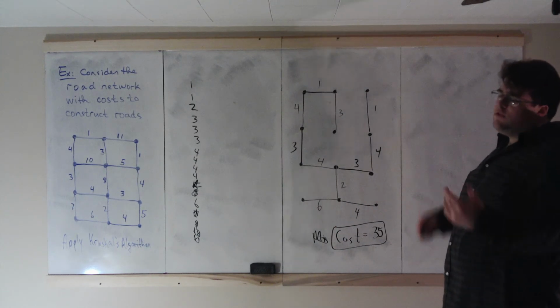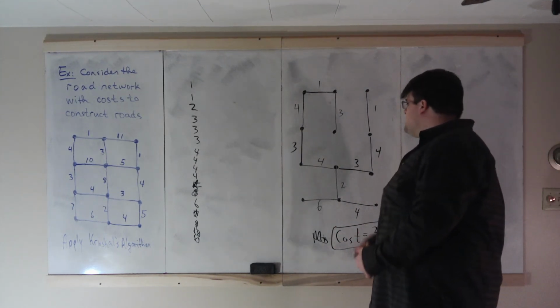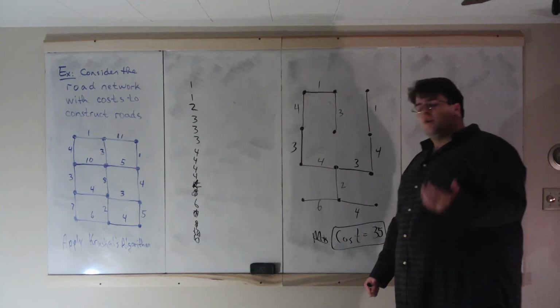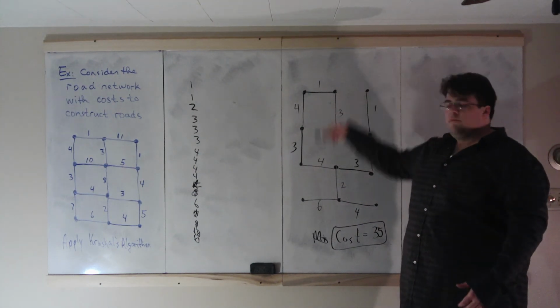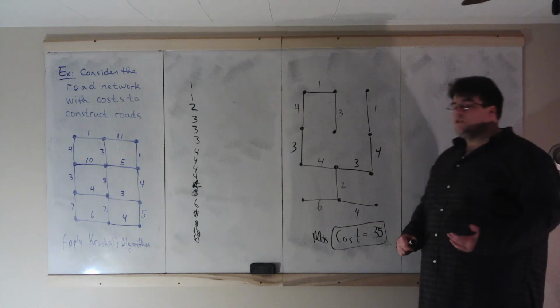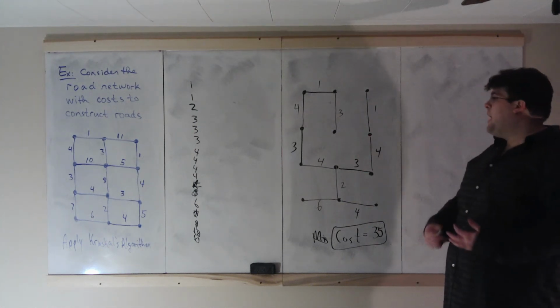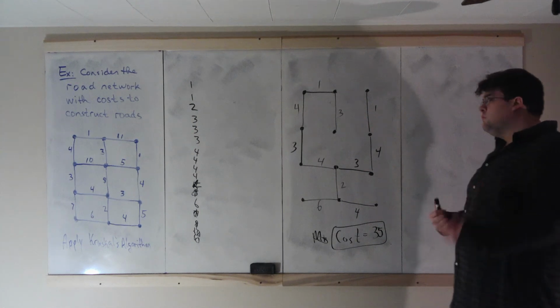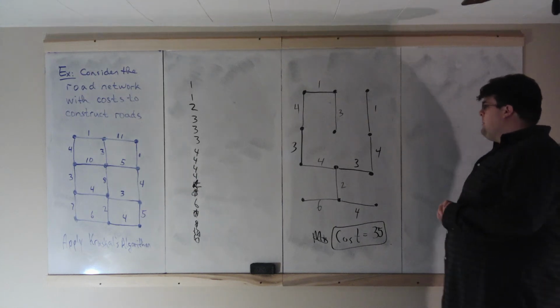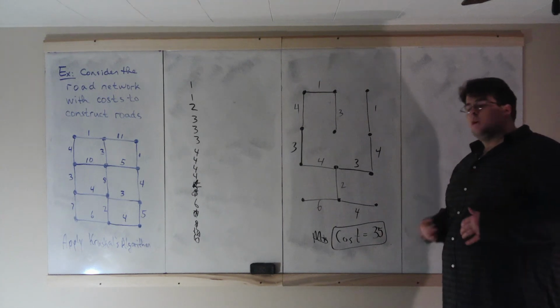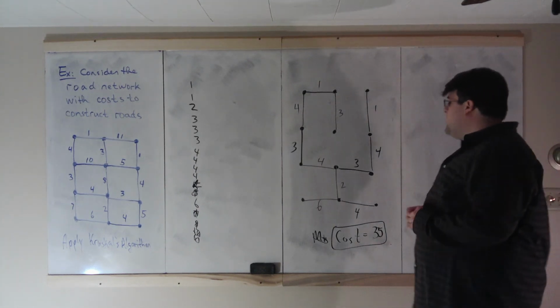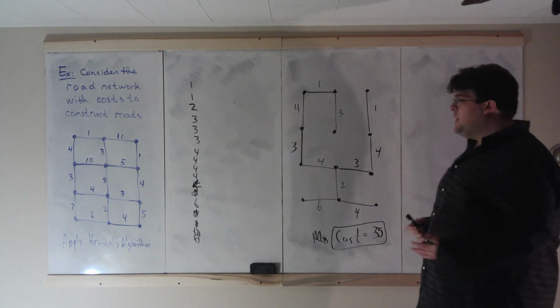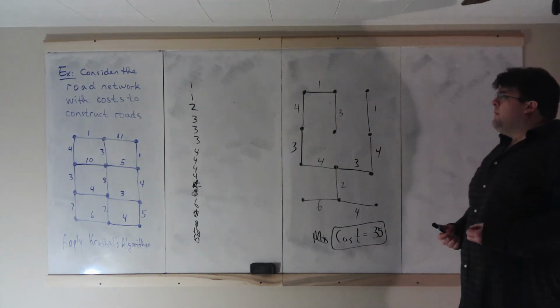And this doesn't have to just be a road network. This could be a lot of things. This could be, you know, like an electric company wants to provide power to a bunch of different locations. Well, this power line setup would work. It could be like a water system trying to provide water to a bunch of different locations. I mean, all of these have many different applications.